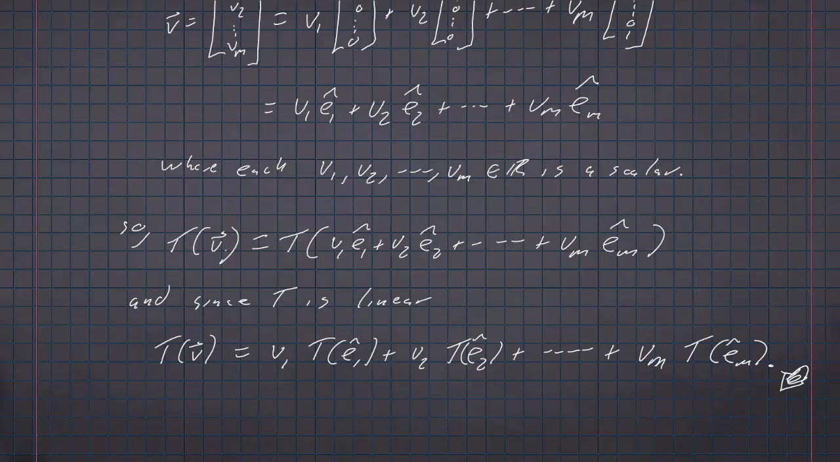Because look at what we have here. In order to evaluate our transformation on this vector, all we need to do is figure out the transformation on each of the unit vectors, each of the basis vectors, multiply by the relevant coefficient and add them all together.